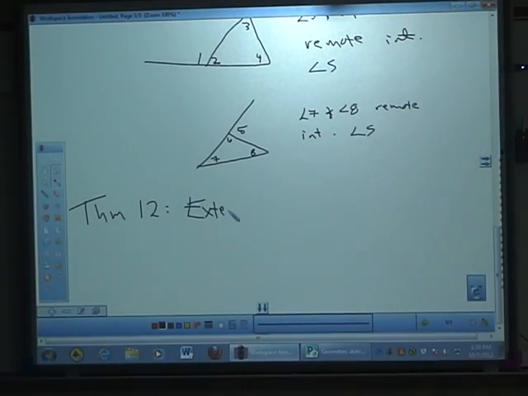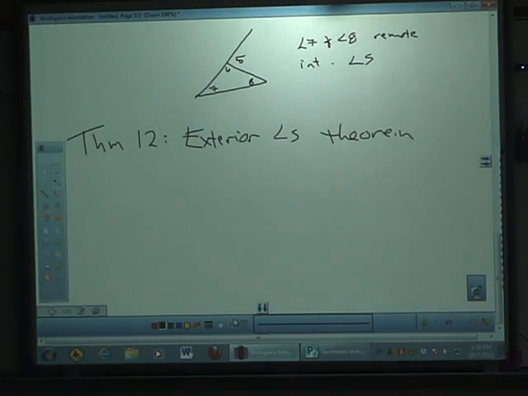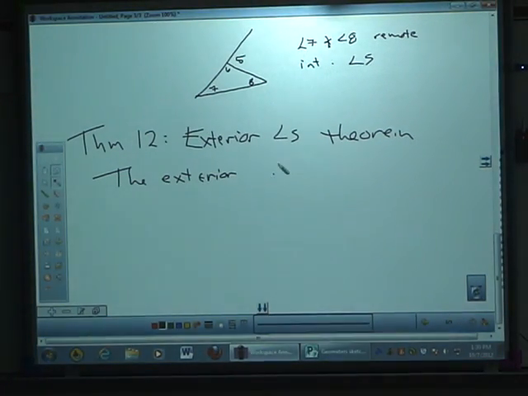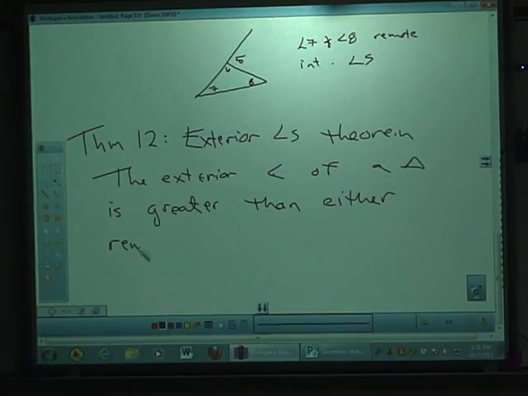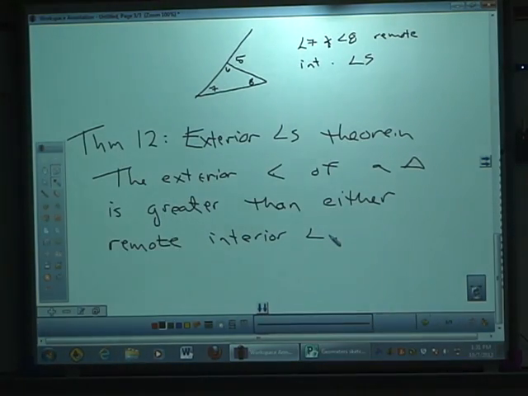This is called the exterior angles theorem. And what it says is, the exterior angle of a triangle is greater than either remote interior angle. The exterior angle of a triangle is greater than either remote interior angle. And let's do the proof of this.